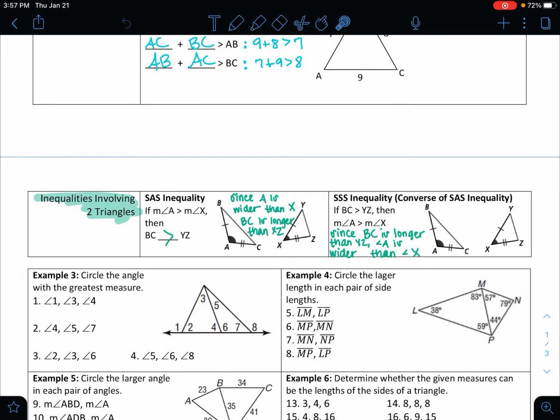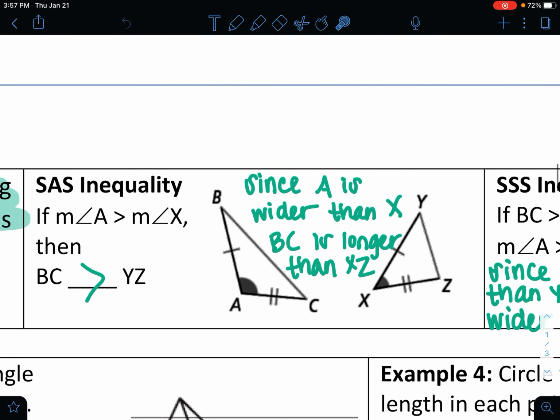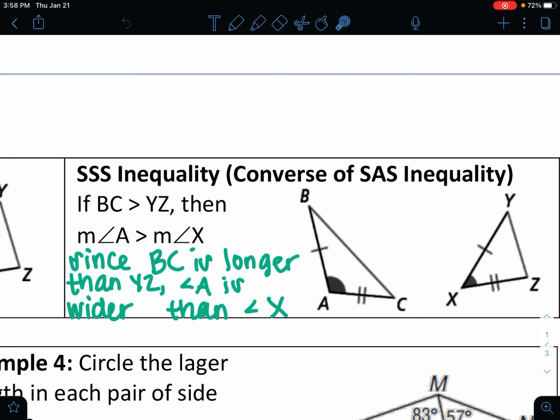All right. Inequalities involving two triangles. So this one's just saying if you have two triangles and you have these angles, here's angle A and angle X. Since angle A is clearly wider than angle X, that means the sides opposite those angles fit the same description. BC is going to be bigger than YZ, since the angles opposite them fit that. Same thing over here, it's just the converse.